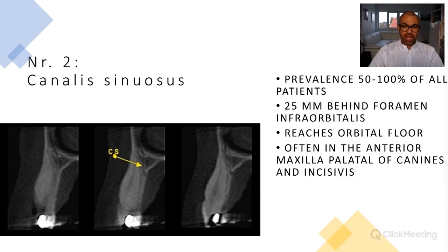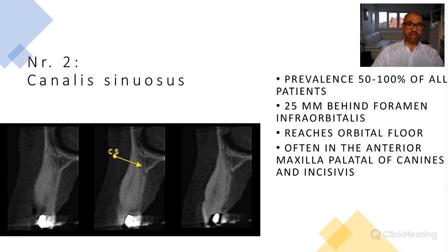But if you do so, you need to know as well that there is an anatomical structure that is underestimated as well. It's called the canalis sinuosus. And the canalis sinuosus, I will show you later in a 3D image, has a prevalence of 50 to 100% of all patients described in the literature. It's located 25 millimeters behind the foramen infraorbitalis, and it reaches exactly the orbital floor and is very, very often in the anterior maxilla, palatal to the area of the canines or the incisors.